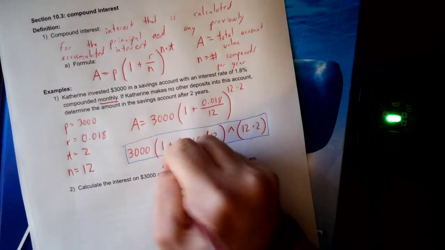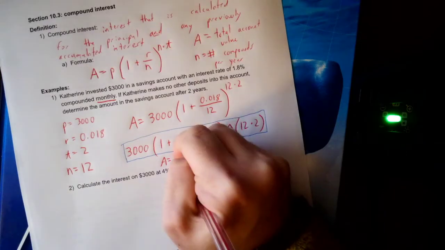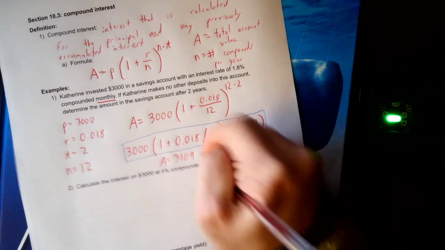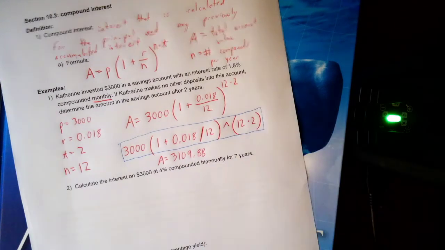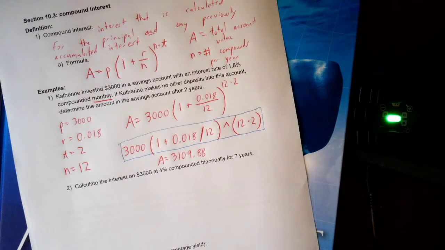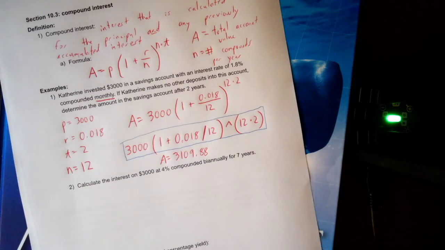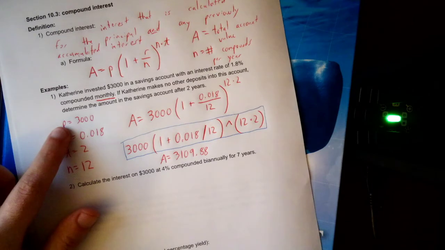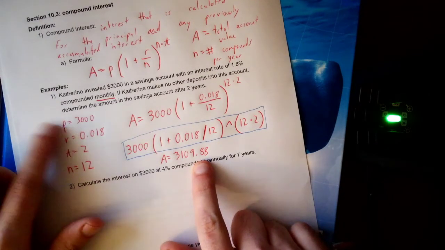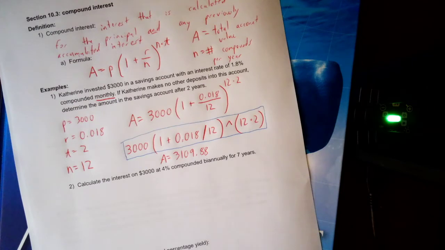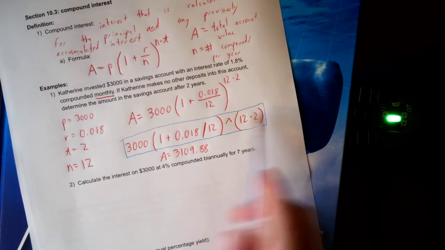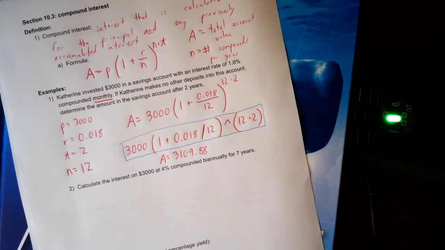Now, if I type that into Google, I get A is equal to $3,109.88. So after 2 years, Catherine has earned $109.88 on her $3,000 investment, right? That's what the total account value is telling me, right? She invested $3,000 and now has about $3,100. So she's made about $100 in interest, right? That's how savings accounts work, right? You earn money over time. Now, we can type this into Google, or if you have a scientific calculator, you can use that as well. Both will give you the value.